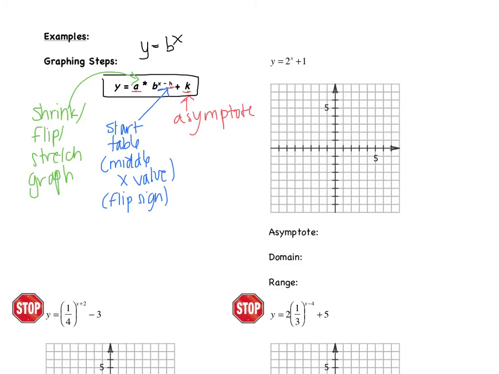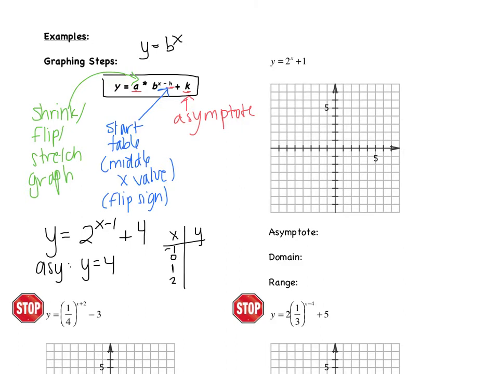Before we look at the first graph, let's look at an example that's like y equals 2 to the x minus 1 plus 4. Okay, so that 4 means that our asymptote is going to be at y equals 4. That minus 1 means that when we do our table, the middle x is going to be a 1. And then we would go down from there. So 0, -1, and then up 2 and 3.